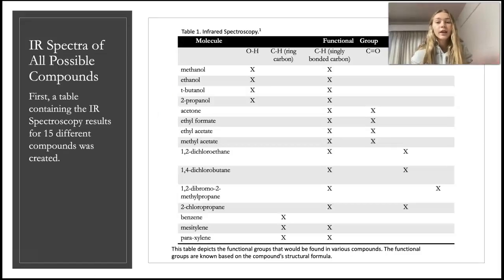So first, the IR spectra of all possible functional groups was recorded. So, for example, if you had an OH group and a CH group, you might have methanol, or you could also have ethanol. It just depends on your comparison between the IR and the NMR.